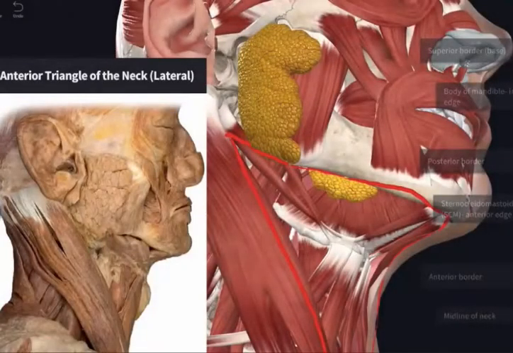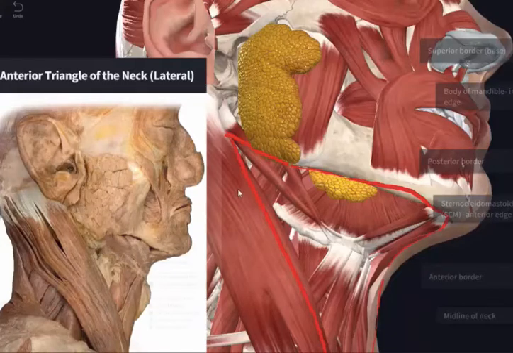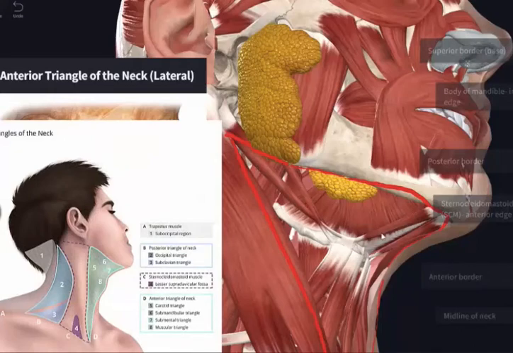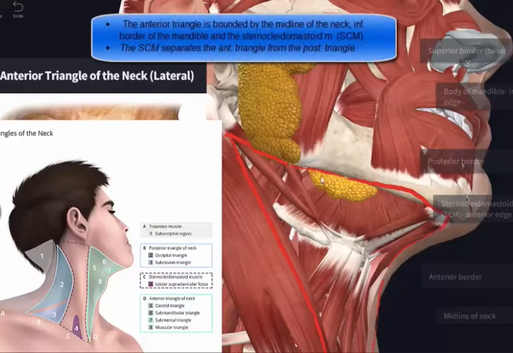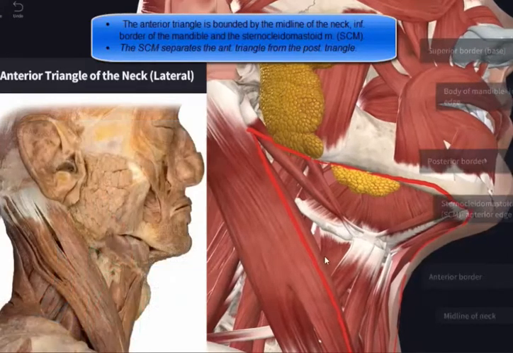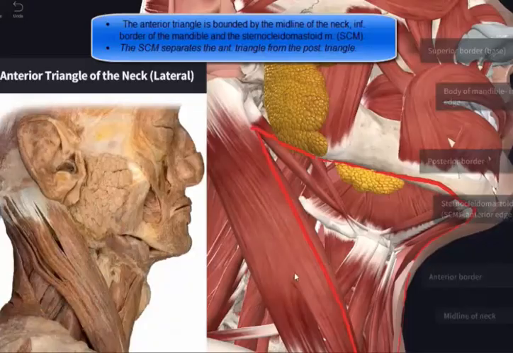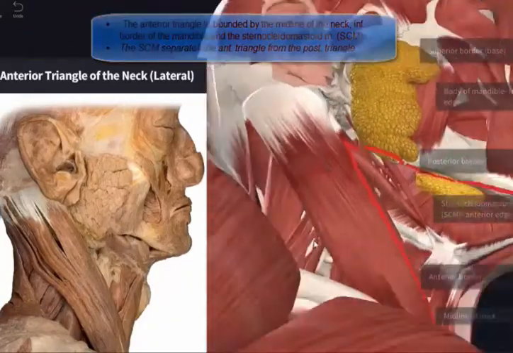In this video we're going to be dealing with the anterior triangle of the neck and some of the smaller triangles that we will find within the anterior triangle. Let's remember the borders or boundaries of the anterior triangle, which would be the midline of the neck, which I've superimposed over here, the inferior border of the mandible, and the anterior border of the sternocleidomastoid muscle. So the sternocleidomastoid, or SCM, will separate the anterior triangle from the posterior triangle on the other side.